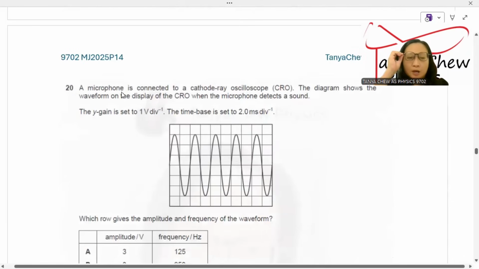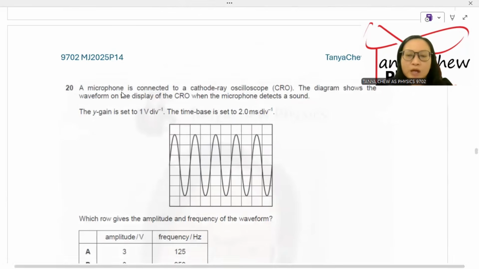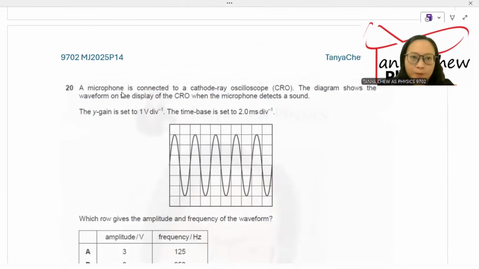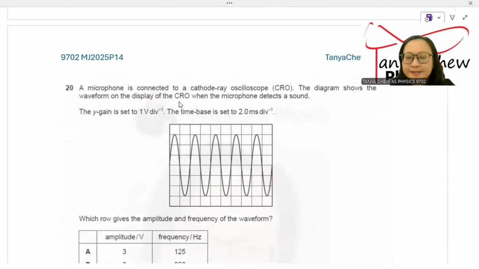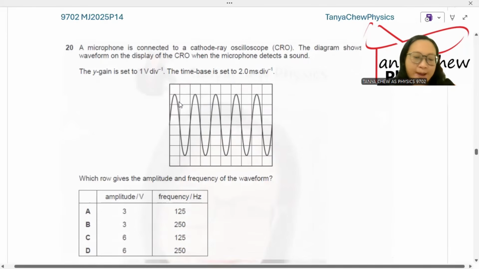Number 20, a microphone is connected to a cathode ray oscilloscope, CRO. Diagram shows the waveform on the display of the CRO when the microphone detects a sound. The Y gain is set to 1 volt per division. Time base is set to 2 milliseconds per division. Which row gives the amplitude and the frequency of the waveform?